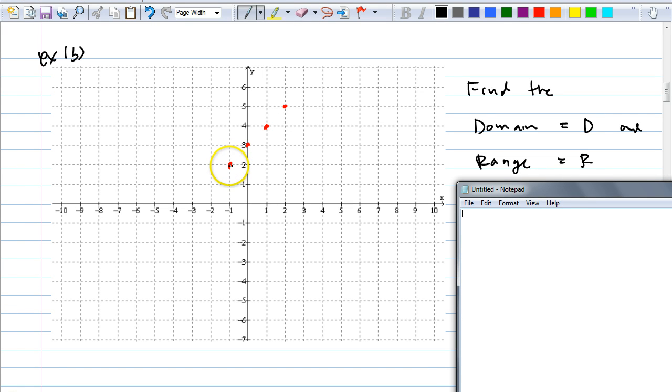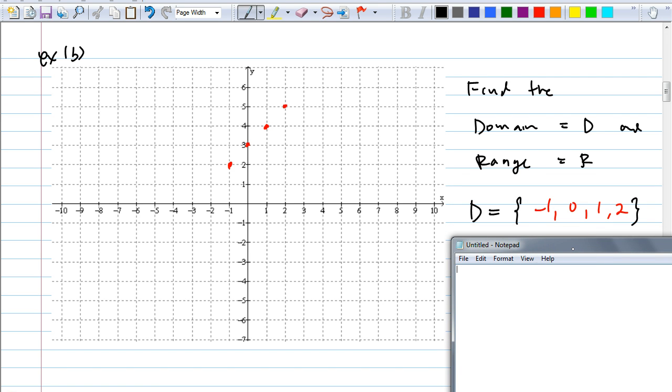So the point right here is -1 what? What's 2? This is 0, 3, 1, 4, and 3, 5. So who could tell me the domain for this? Again, domain is basically all the x coordinates you're using. Yes, Shemin? That's correct. Isn't that right? It's basically all the x coordinates.